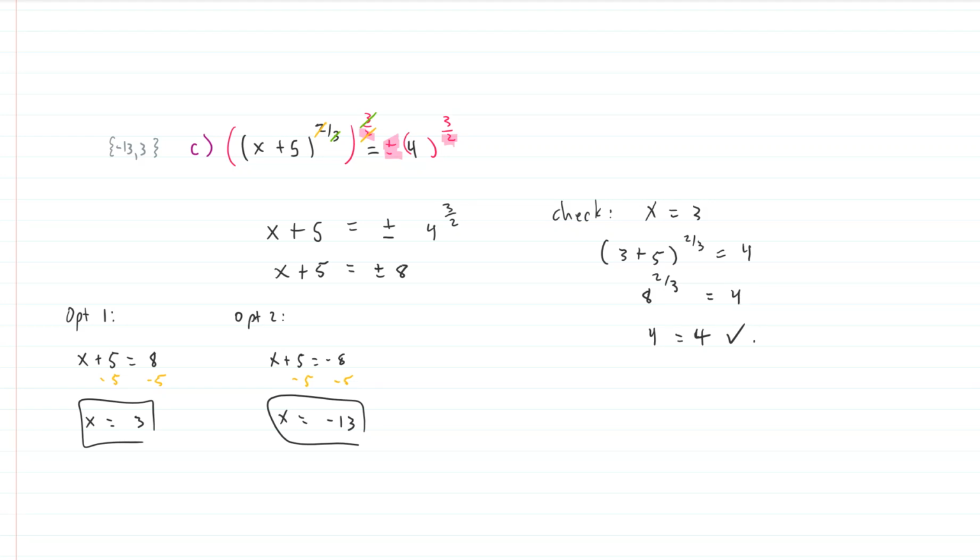Let's try x equals negative 13. We get negative 13 plus 5 to the 2/3 equals 4. Well, negative 8 to the 2/3. The cube root of negative 8 is negative 2. And negative 2 quantity squared is 4. So 4 equals 4. That's also a valid solution. So both 3 and negative 13 are valid solutions to this problem.